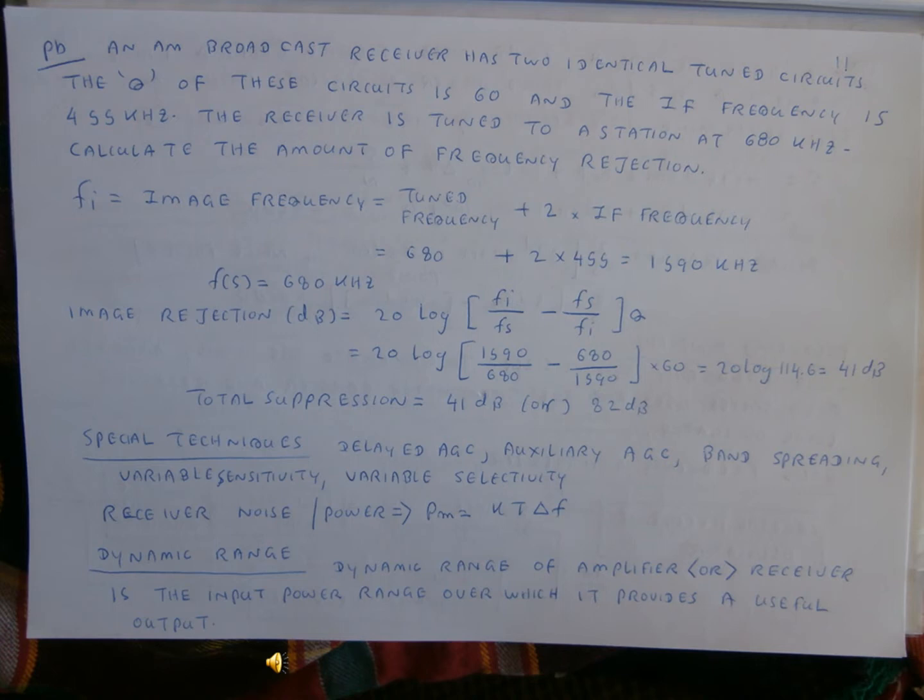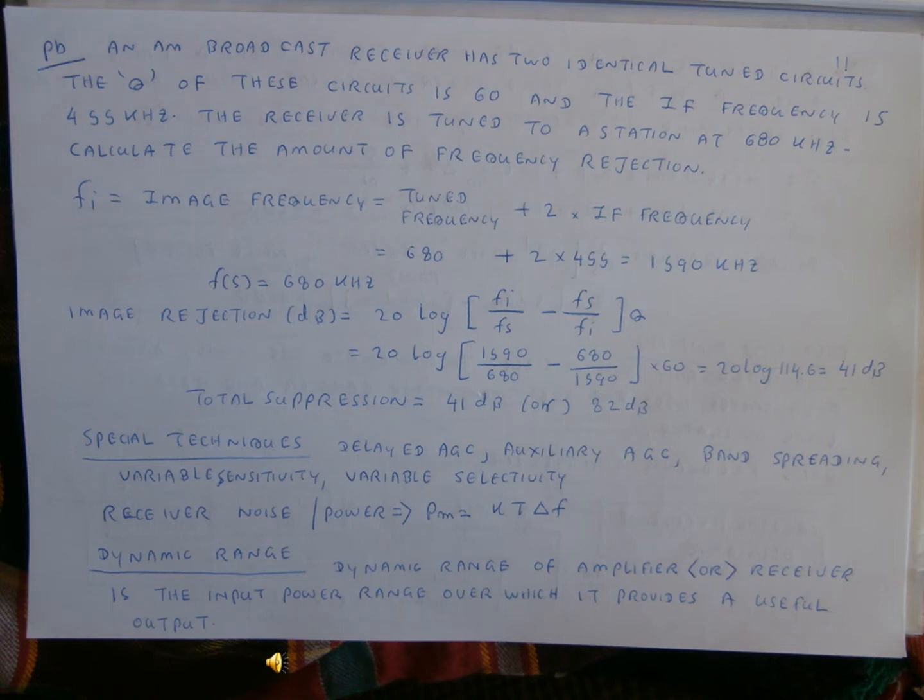Now we also need other techniques: automatic gain control, auxiliary automatic gain control, band spreading, and variable selectivity. Band spreading and variable selectivity are the special needs.